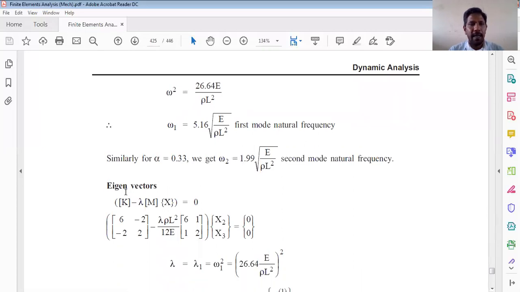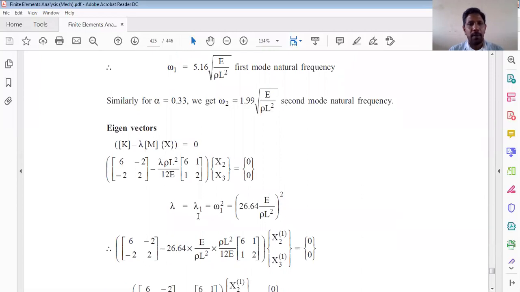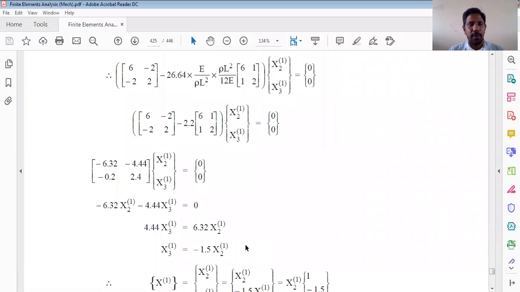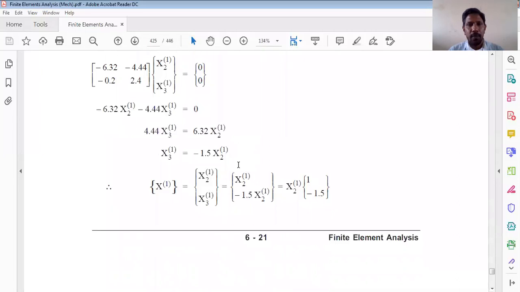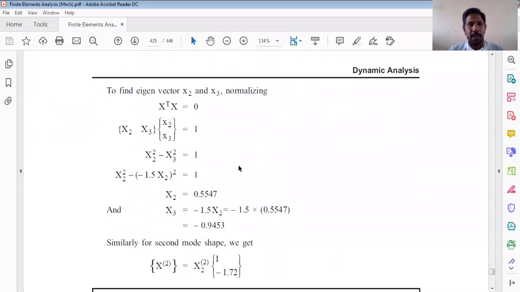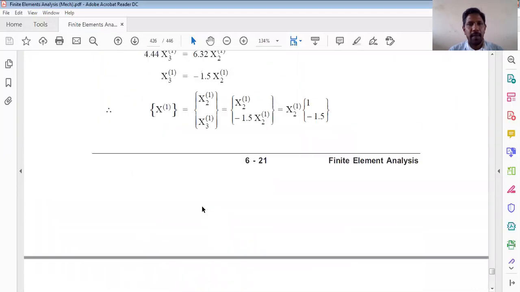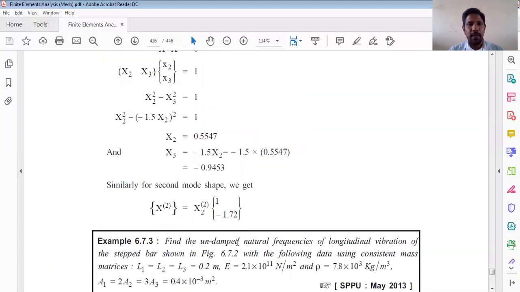We can find the eigenvectors similar to the previous problem, wherein we substitute the values of lambda in the expression. When you substitute, we can get the values of x1 and x2, as well as x2 and x3, the mode shapes x1, x2, x3 for this problem. For the first mode shape, we get 1 and minus 1.5 of x2, and for the second mode shape, we get x2 equals to 1 minus 172.